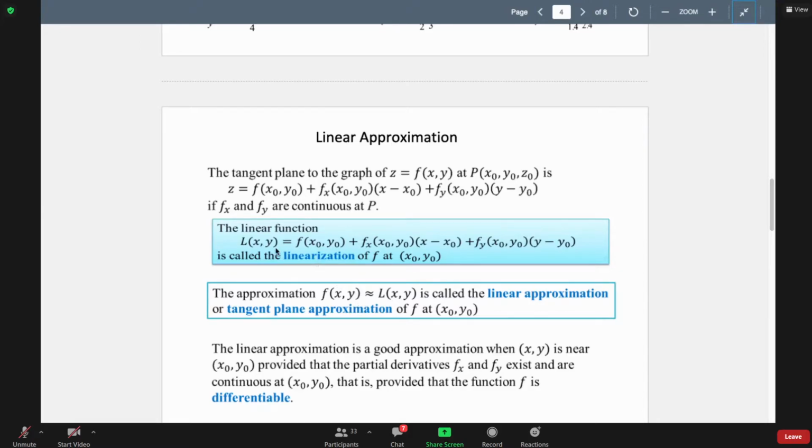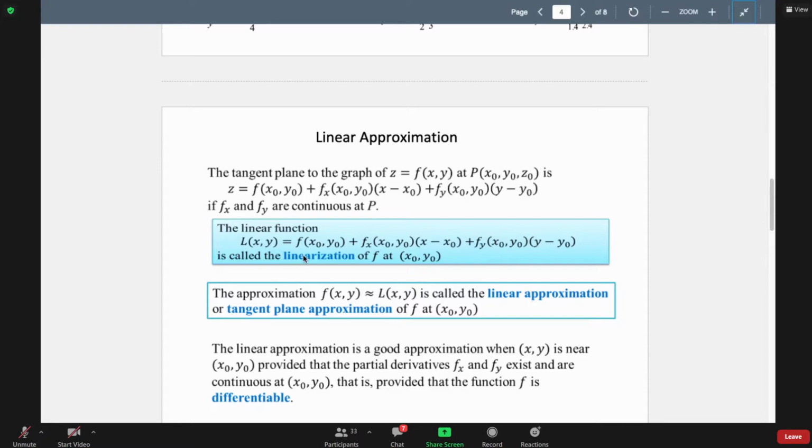Again, the terminology is the following. L of x, y we call the linearization of the function f at x0, y0, or we call this function the linear approximation to the function f, or we call this the tangent plane approximation. Those are synonyms. So just to see it, this L of x, y has three different names.